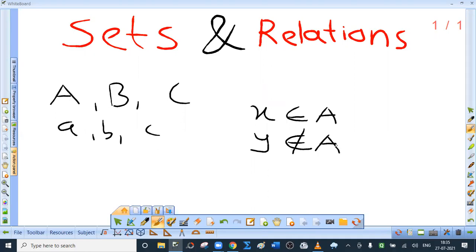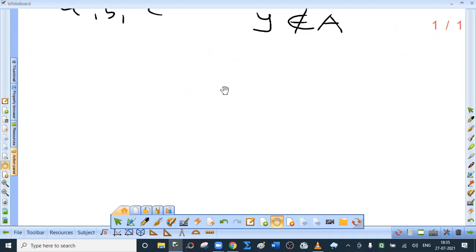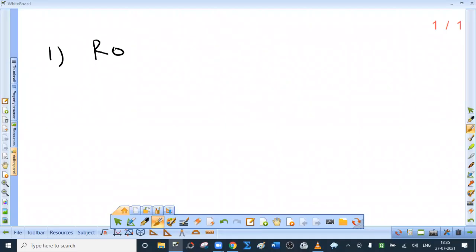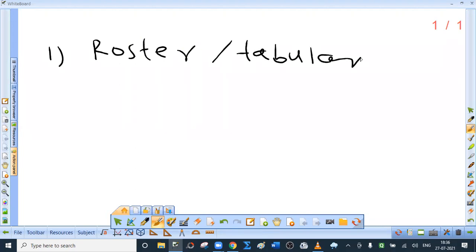Now, representation of a set. This is very important. Actually, there are three methods of representation of a set. The first method is called the roster method, which is also called tabular form. I repeat, in fact, I will write this. This is the roster method, or it is also called tabular form. In this method the elements of the set are listed and enclosed within curly brackets.